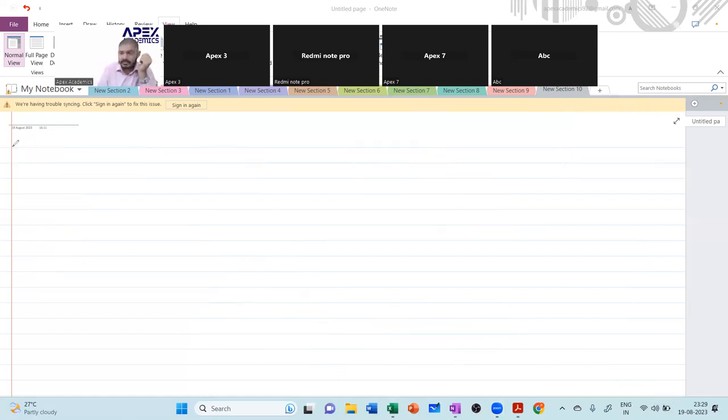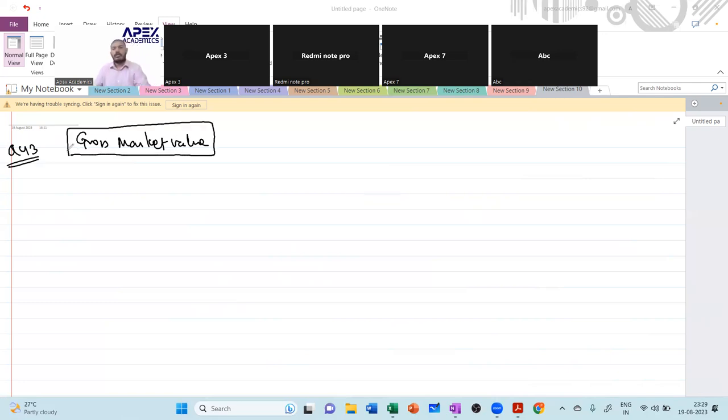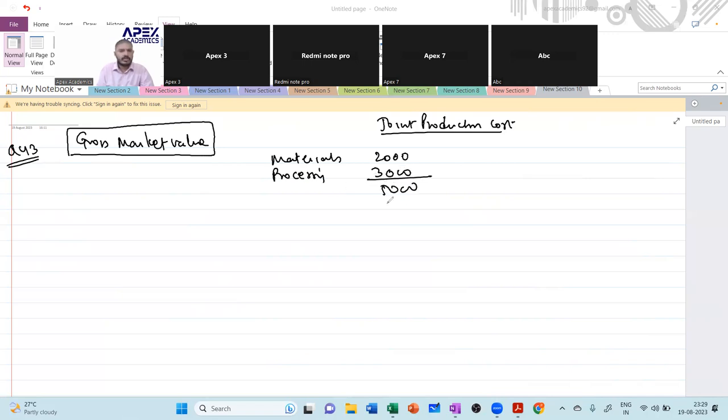Now, I'm looking at the same, question number 43, but now I'm doing it from the perspective of gross market value. Again, I go back to saying, what is the joint production cost? First is materials, and then processing. This is broken down between giant and mini.